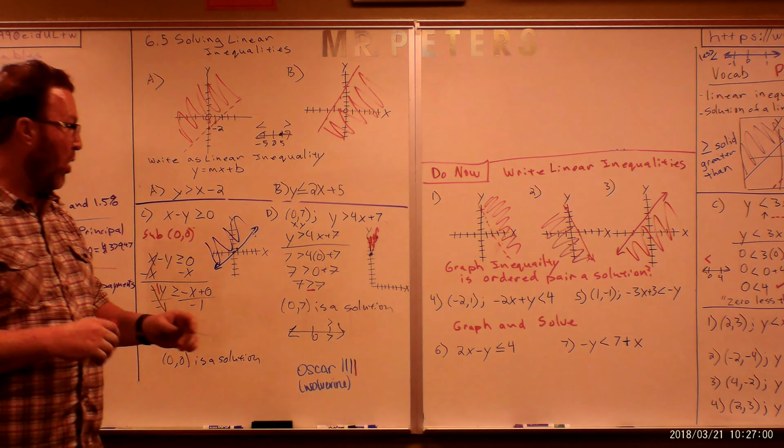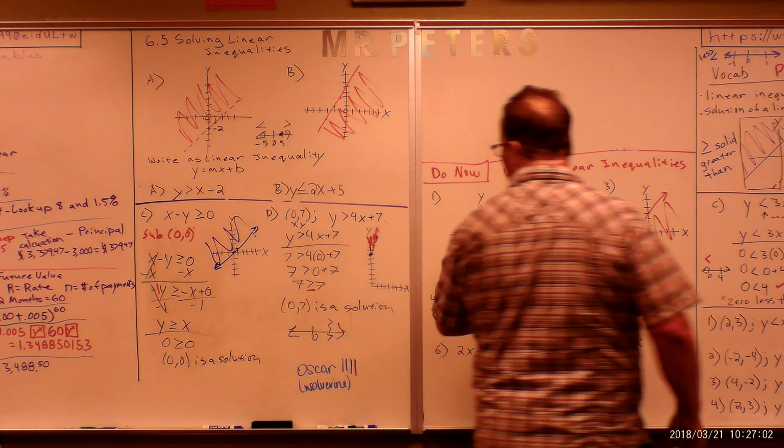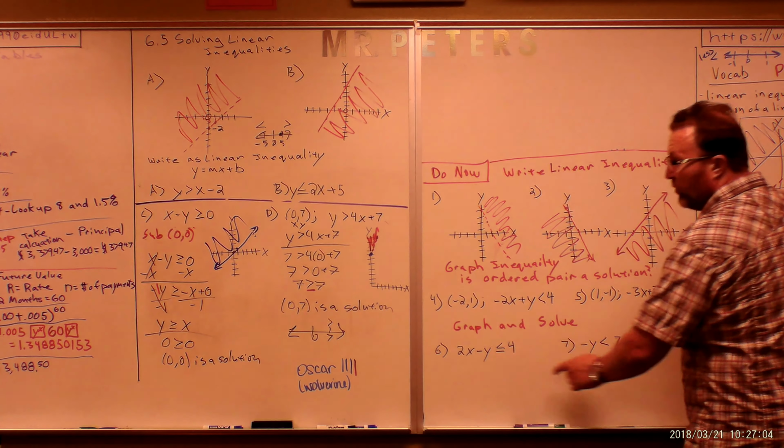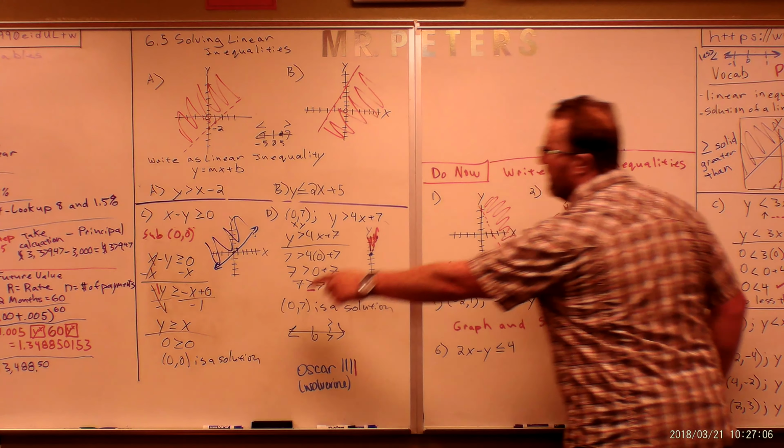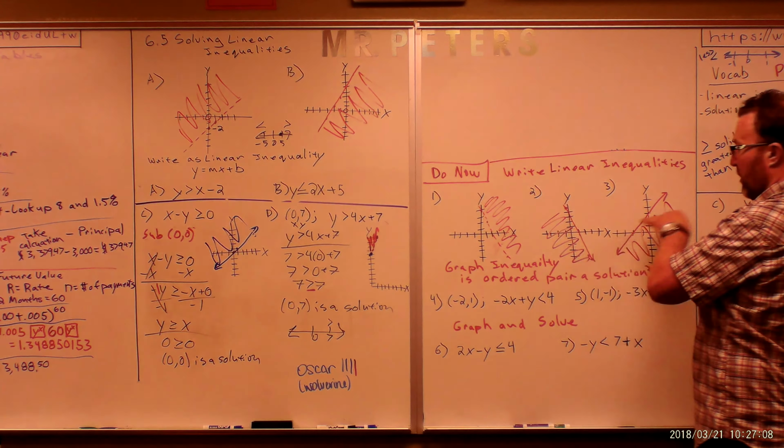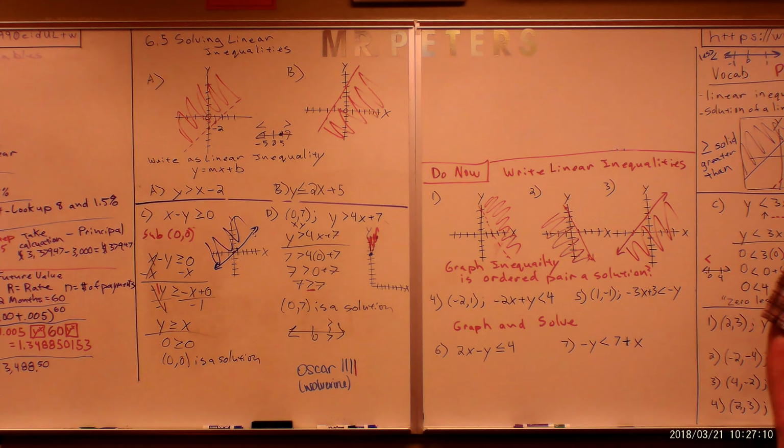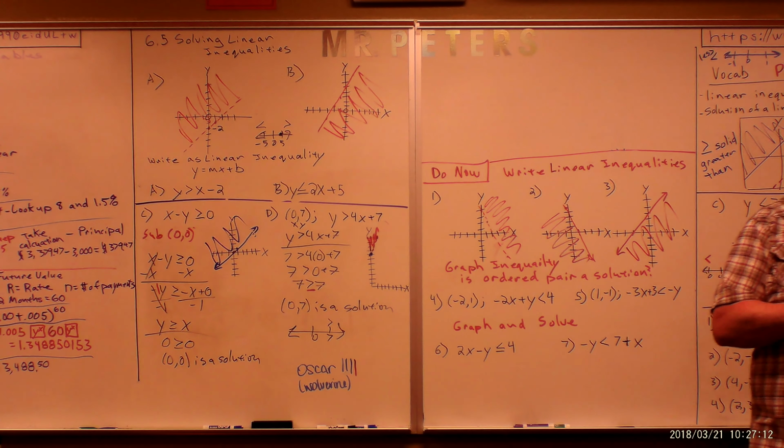Okay, so these ones are just like D. These ones are just like C. Here, you want to write these out as linear inequalities. 7 questions.